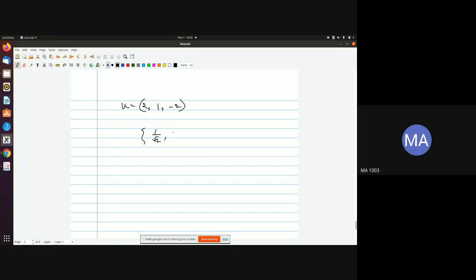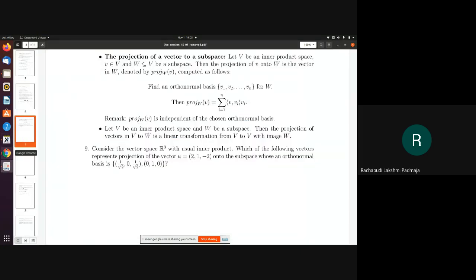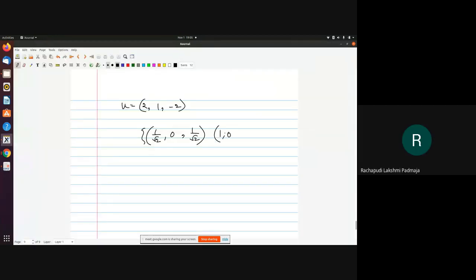And this vector is (1/√2, 0, 1/√2), and (-2/3, 1/3, 2/3). Oh, and (0, 1, 0). Yes, sir. (1, 0, 1, 0). So this is my basis of W.